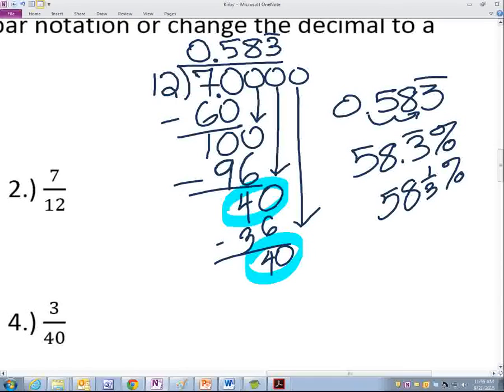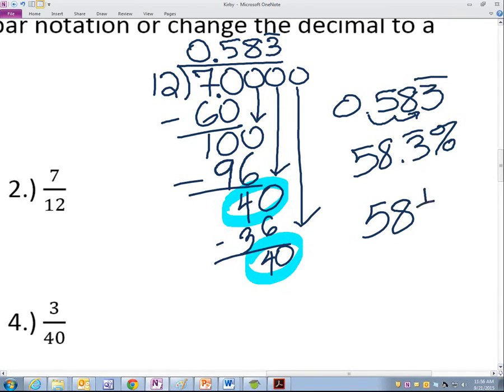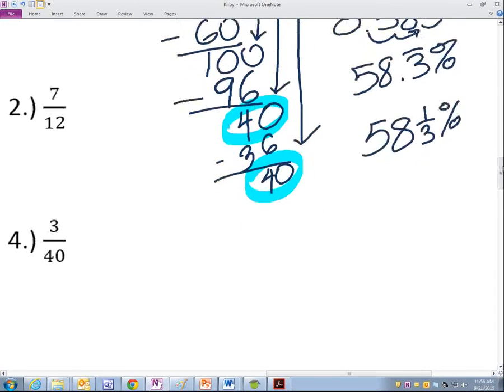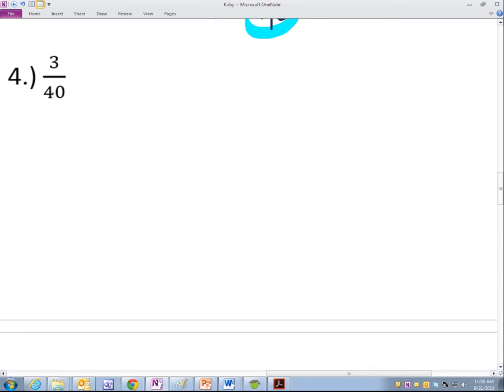Yes, ma'am. Nope. There's not a way that I'd rather you do it, as far as you representing it as a repeating fraction. So whatever way you would like. I'm just going to do this one right now because it's right there.